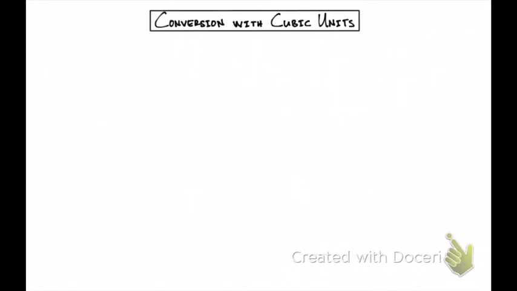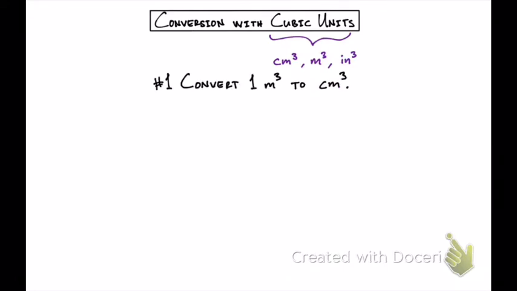And sometimes you'll also encounter converting between cubic units. Cubic units are basically units that are cubed, meaning they're raised to the third power. So for example, cubic centimeters, cubic meters, cubic inches. Let's look at an example here. Convert 1 cubic meter to cubic centimeters. And we know that 1 meter is equivalent to 100 centimeters.